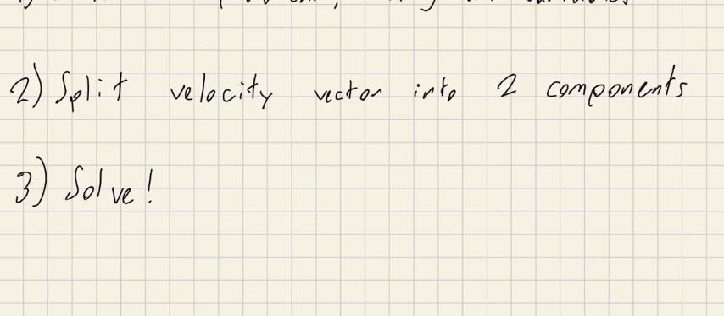Next time, we'll learn how to solve projectile motion by working backwards to find the launch angle or initial velocity needed to hit a specific target.